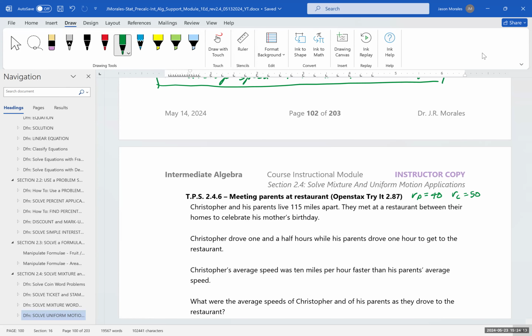All right, so let's look at this think, pair, share activity, which is related to the example that I modeled for you. So the answer to this one is that the rate of the parent should be equal to 40 and the rate of Chris should be equal to 50. So give this think, pair, share a try on your own and pause the video. And when you come back, I'll explain the solution.